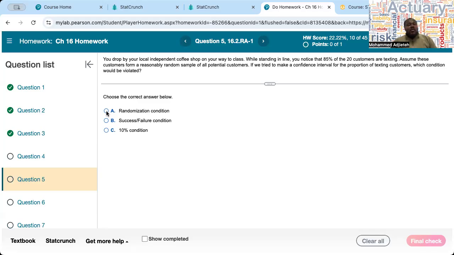Good. So now let's try to do the success/failure condition. It says that n times p and n times q should be at least 10, right? So let's try to do that. What is n? n is 20, from here. Is that okay? Now, what is p hat? 0.85. What is q hat? 1 minus p hat, which is the same as 1 minus 0.85.